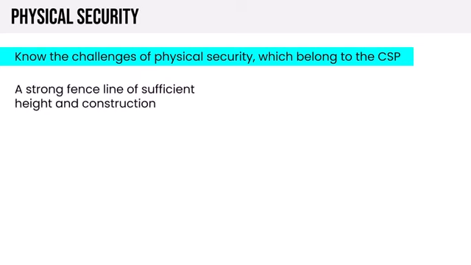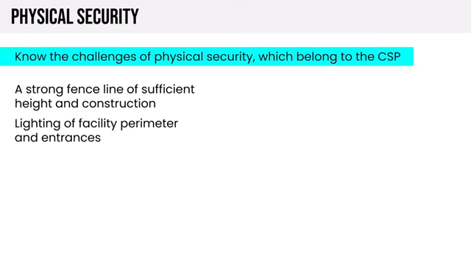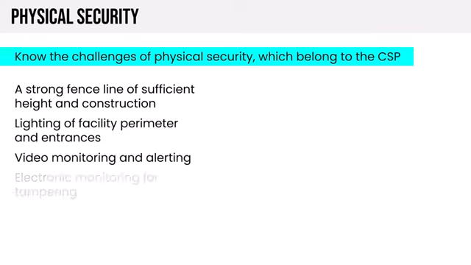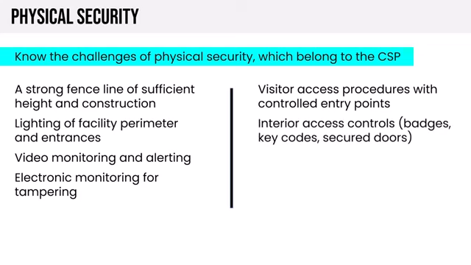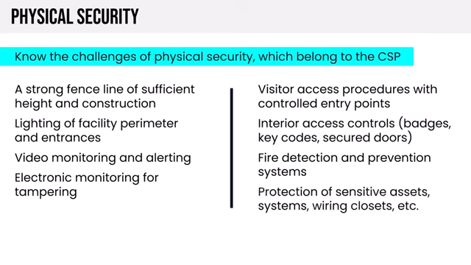A strong fence line of sufficient height and construction, lighting of facility perimeter and entrances, video monitoring and alerting, electronic monitoring for tampering, visitor access procedures, so guest access, for example, with controlled entry points. Interior access controls, badges, key codes, secured doors, fire detection and prevention, protection of sensitive asset systems, wiring closets, etc.